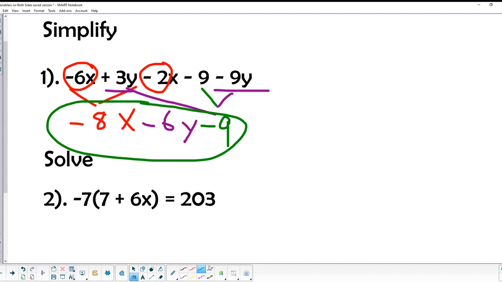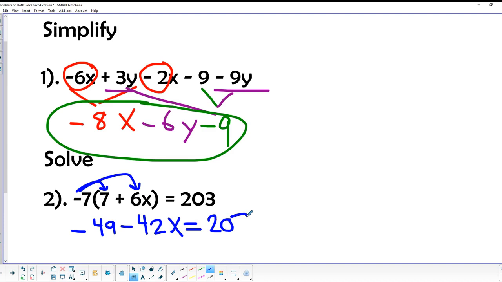This next one, we actually have a distributive property question here. So we need to do negative 7 times 7, multiply that. We get negative 49. And we have negative 7 times 6x, which makes that negative 42x. And that equals 203. Then we add 49 to both sides. So we add 49 to both sides. Add 49 on this side as well.